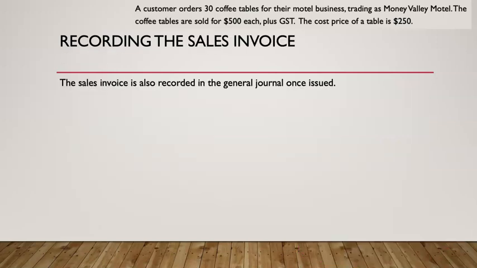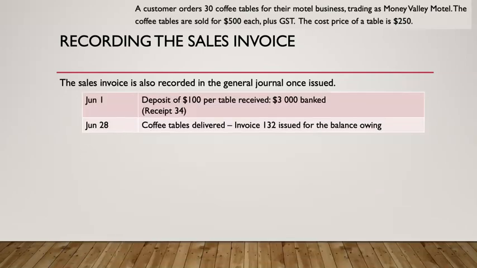So what happens when we actually complete the sale? When we actually, on June 28, deliver 30 coffee tables that we're selling for $500 each and cost us $250, we have to record the sale as if it would normally occur, but the numbers are going to look a bit funny because there's already a deposit.